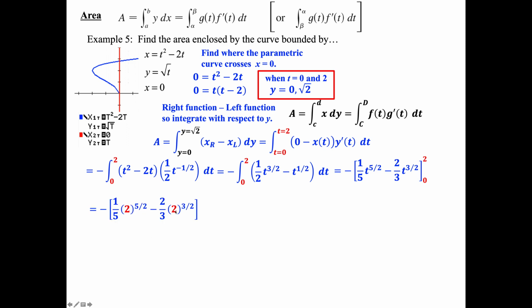And we do some number crunching here. We get negative, in brackets, 4/5 radical 2 minus 4/3 radical 2. Simplify everything to common denominators. We're going to get a negative 8 over 15, but then multiply the negative to it, so we get a positive 8 over 15 square root of 2, square units, whatever they may be.